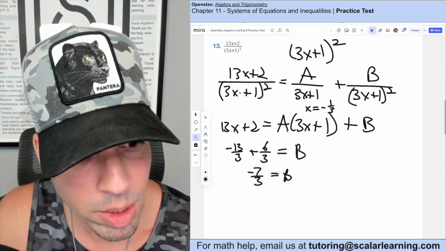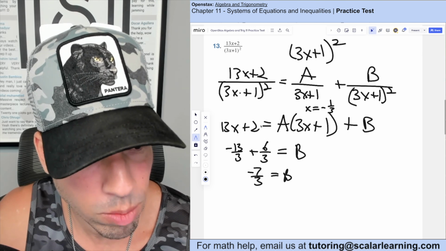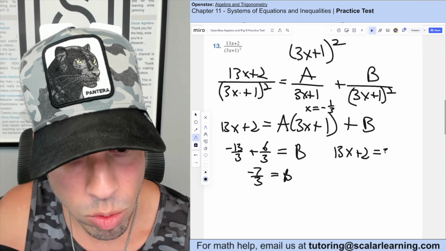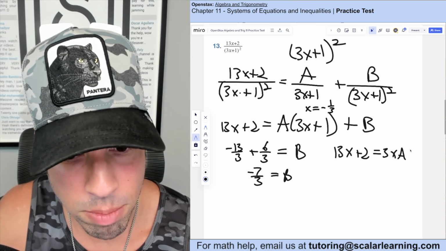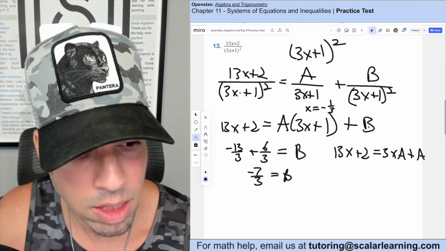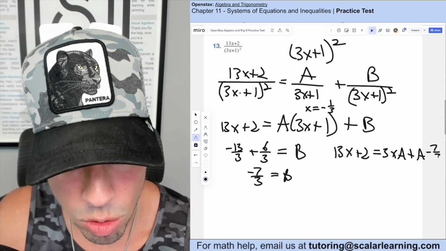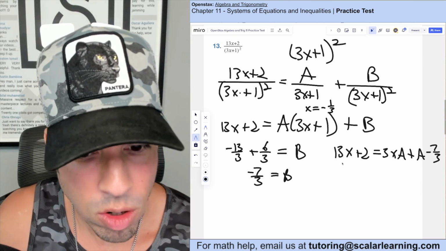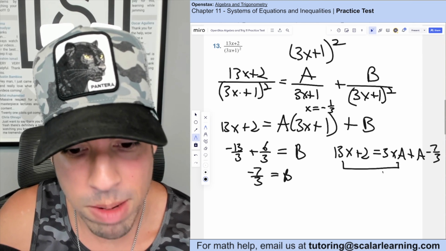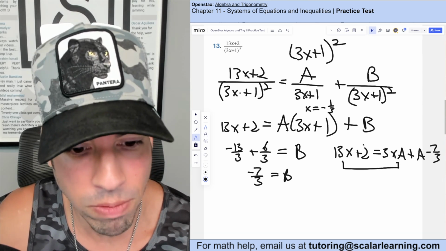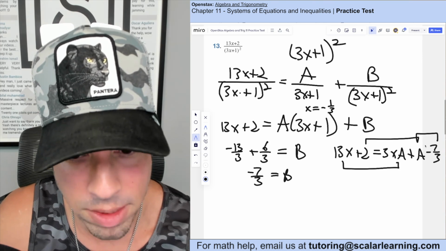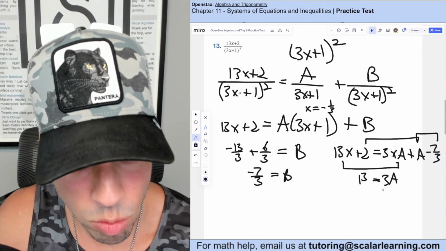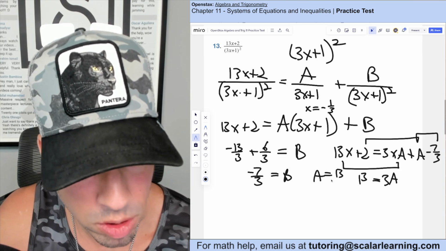Okay, now we can figure out what a is by plugging in, and we can come back to this equation. I'll simplify it a little bit. 13x plus 2 equals 3x times a plus a, right, if we distribute the a. And then the b is negative 7/3, so we'll just plug that in there. Now what we can see is that these terms must match up, because they're the only terms with an x in there. We could also figure out that 2 matches up with these two combined together, but this is easier. So that means 3a is equal to 13, which means a is equal to 13 over 3.